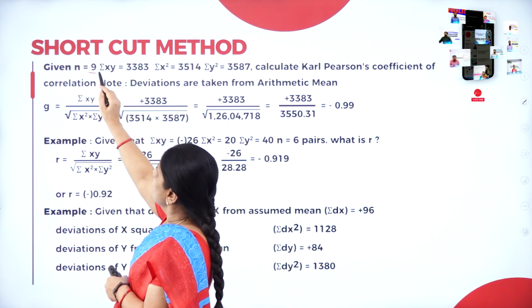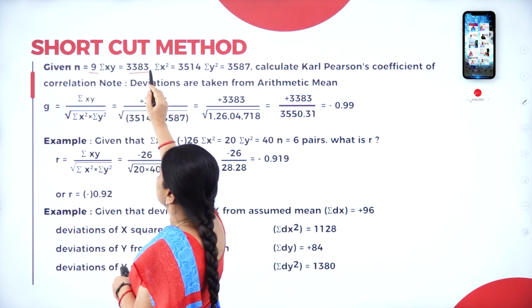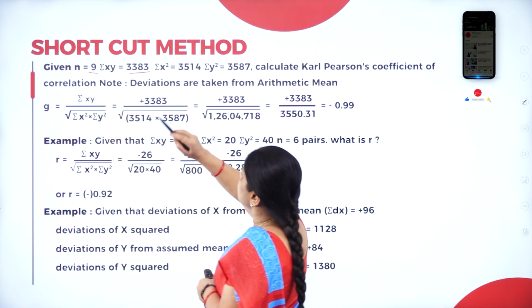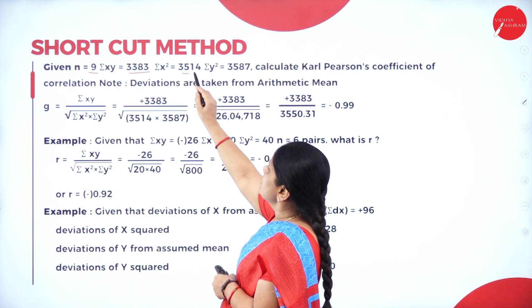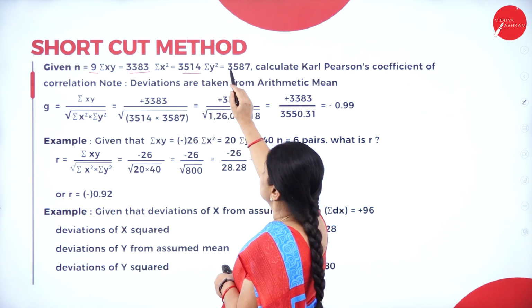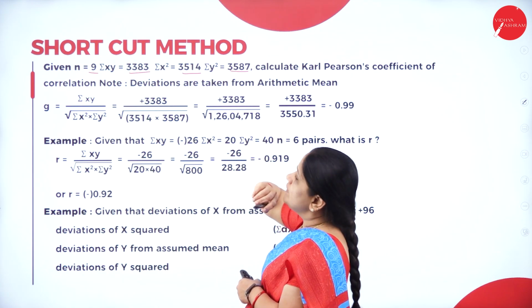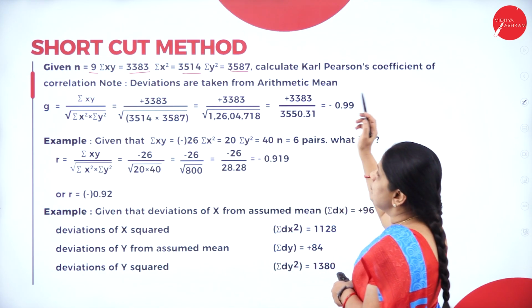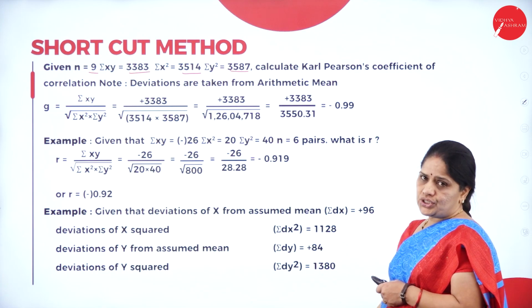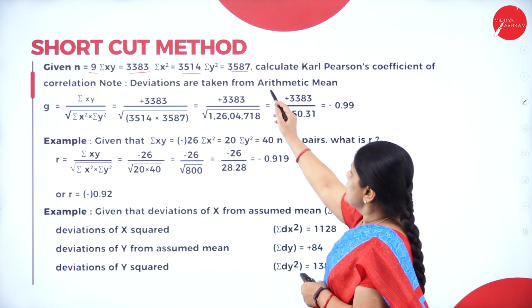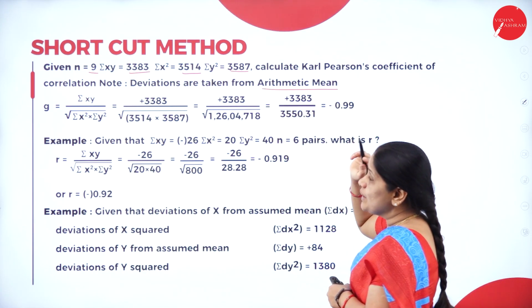So, given n equals 9, sigma xy is 3383, sigma x square is 3512, sigma y square is 3587. Calculate Karl Pearson's coefficient of correlation. So, the deviations are taken from the arithmetic mean.